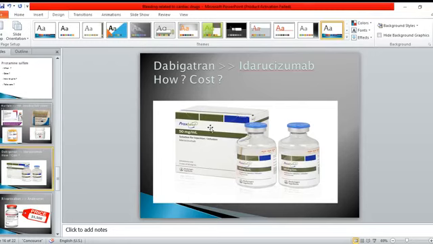Dabigatran, we know, is a direct oral anti-thrombin. The antidote for dabigatran is called idarucizumab. Idarucizumab is a monoclonal antibody. Okay.